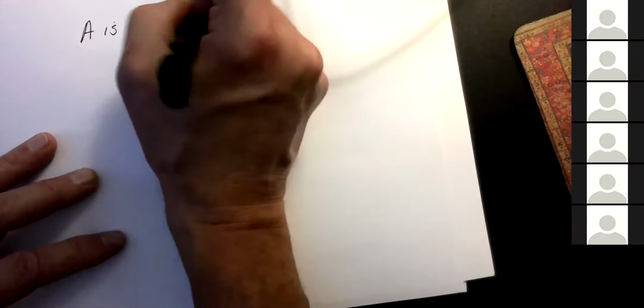Okay, A is usually sparse. By sparse, I mean that it has mostly zeros in it.